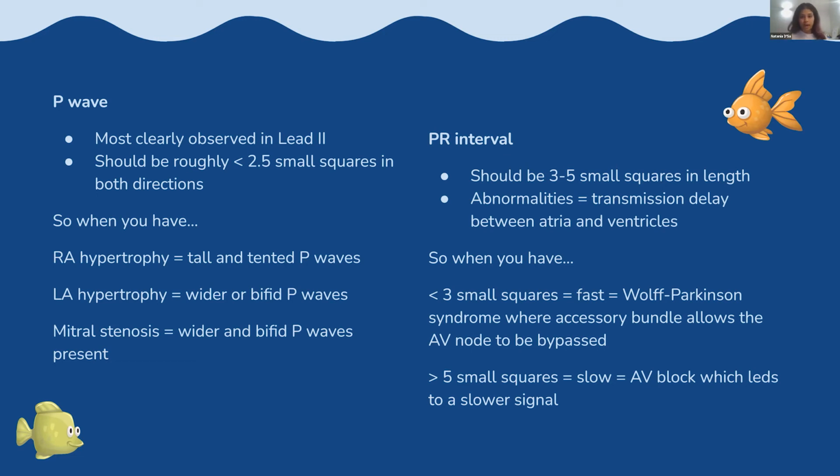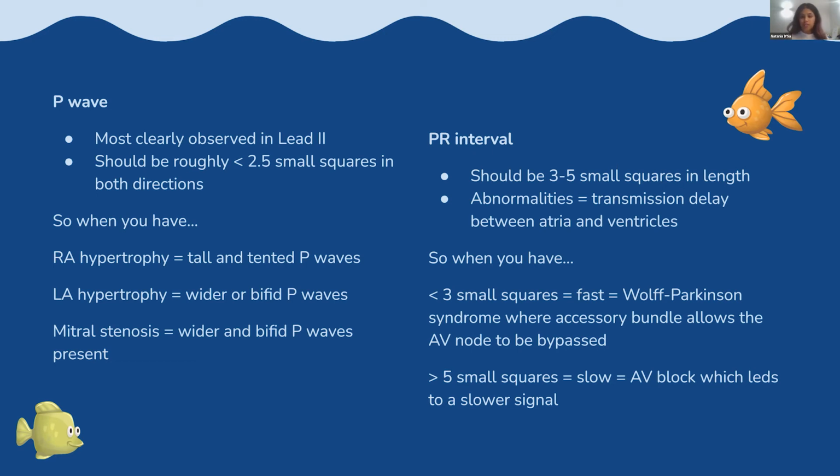So when we have some variation in that, with right atrium hypertrophy, you're going to see tall and tented P waves. When you have left atrium hypertrophy, you're going to see wider P waves. For mitral stenosis, you're also going to see wider P waves present.